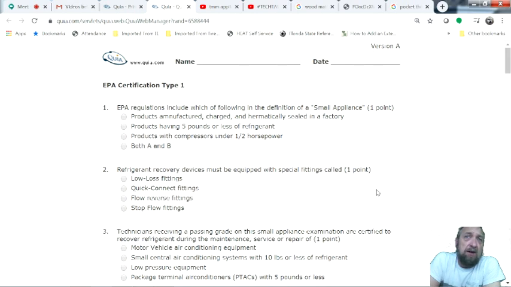Which is the definition of a small appliance? What a bad typo there, that first one. I type so fast sometimes.